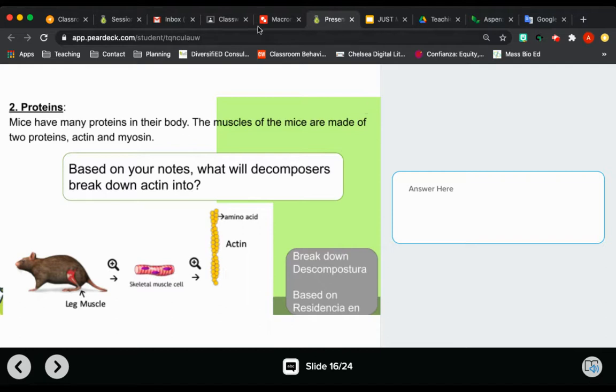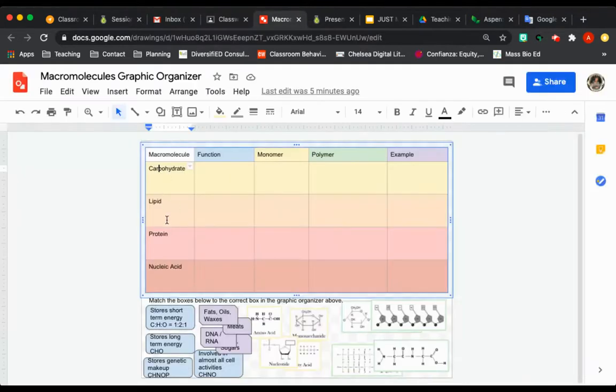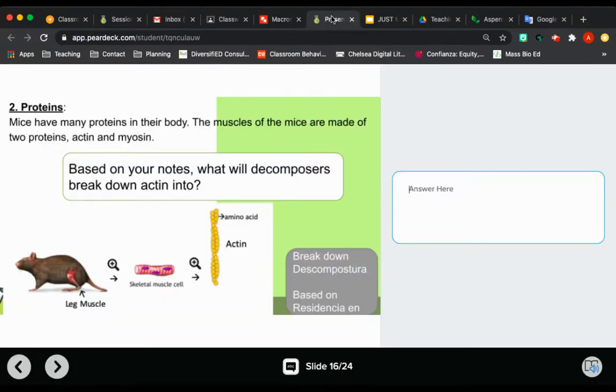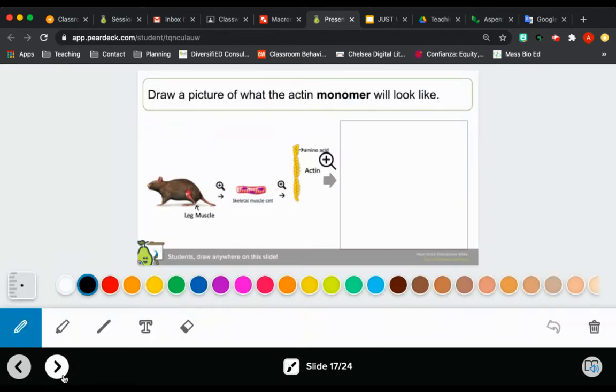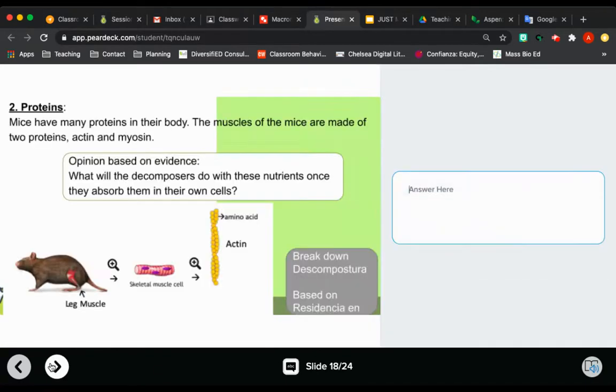So think about your protein. What will it break it down into? Think about the monomer for protein. Draw a picture of what the actin monomer would look like. So one building block.